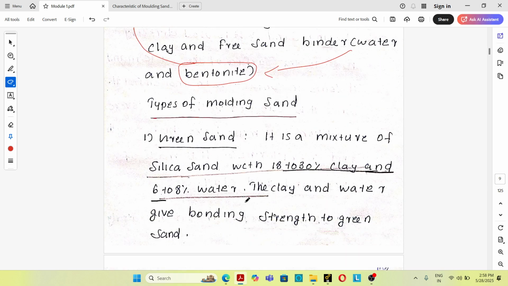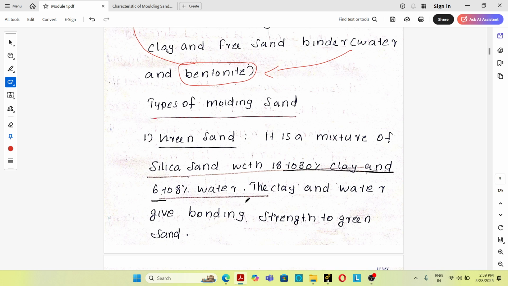Next one, types of molding sand. There are different types of molding sand used for making sand mold. First one is green sand. Second one is dry sand. Third one is loam sand. Fourth one is facing sand. Fifth one is baking sand. Sixth one is system sand. Seventh one is parting sand. And the last one is core sand. So these are the different classifications of sand which are used for making sand casting mold.